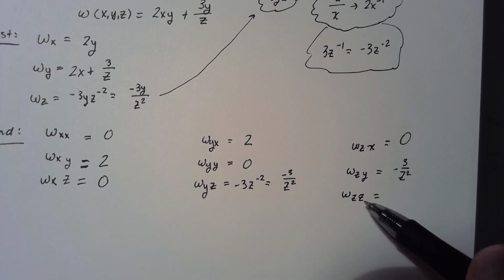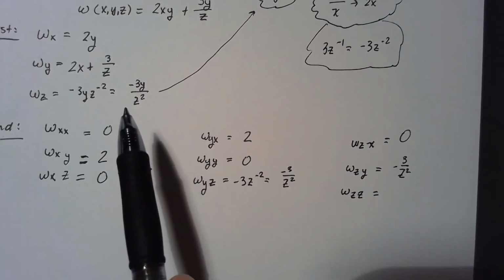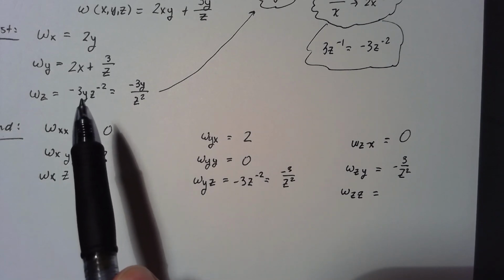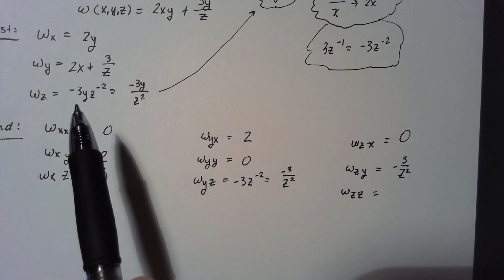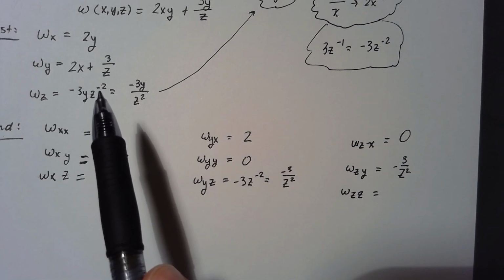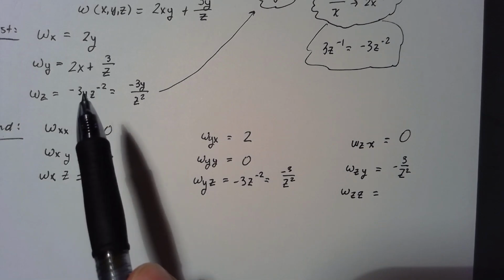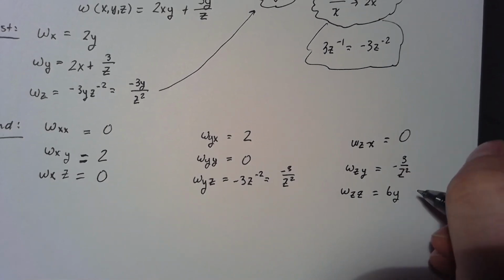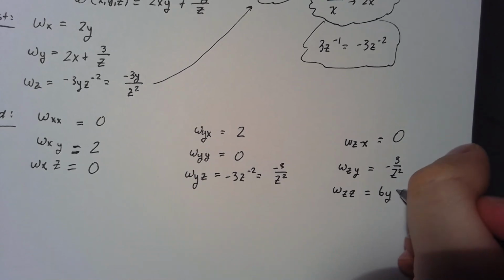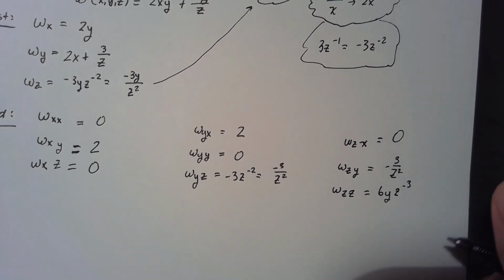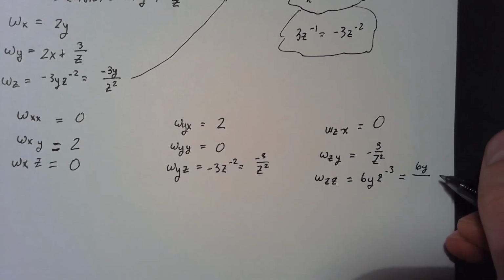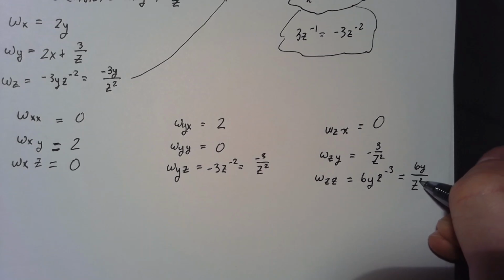And then the partial of z with respect to z. Y is going to be a constant, right? So I just do the power rule on the z term. Negative 2 times negative 3 is 6. And since y is a constant, it's going to stay there. And then z to the negative third, which is just 6y over z cubed.